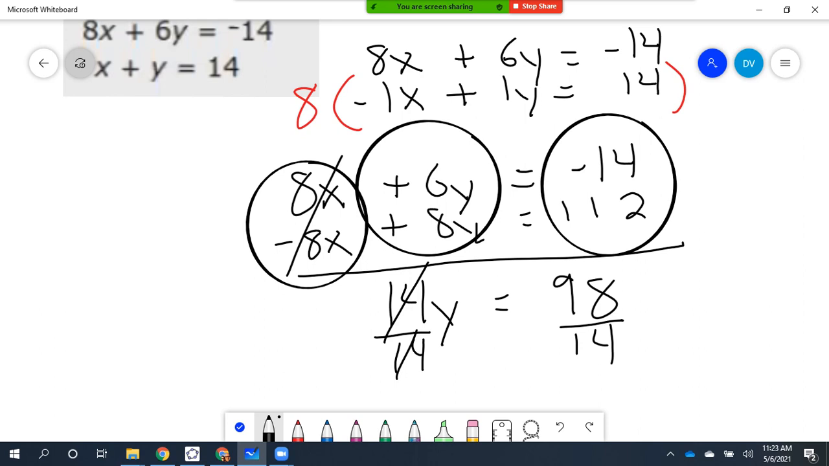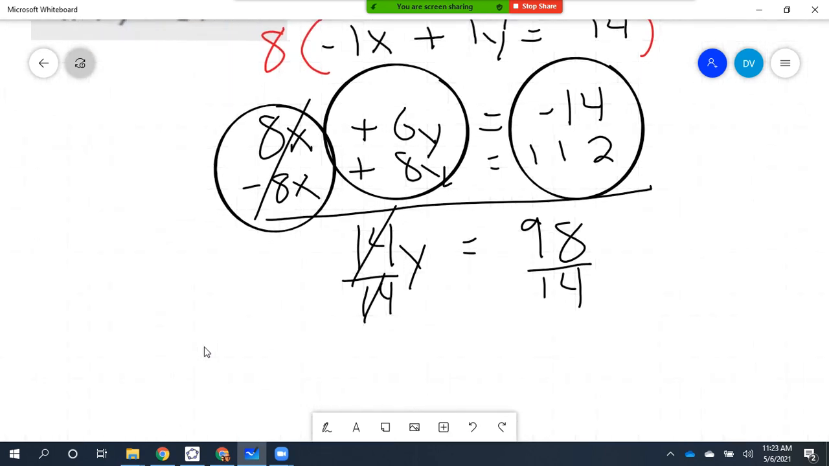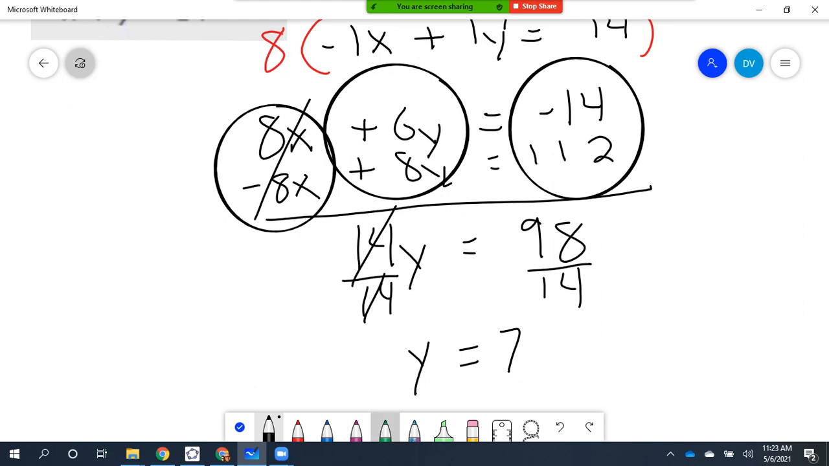If you divide that, you're going to get y is equal to 7. 98 divided by 14. And remember, when they say solve it, it means find x and find y. We just found y. We're halfway done. We're just doing what they asked us. Now that we know that y is 7, whenever we see y, we're going to write 7.